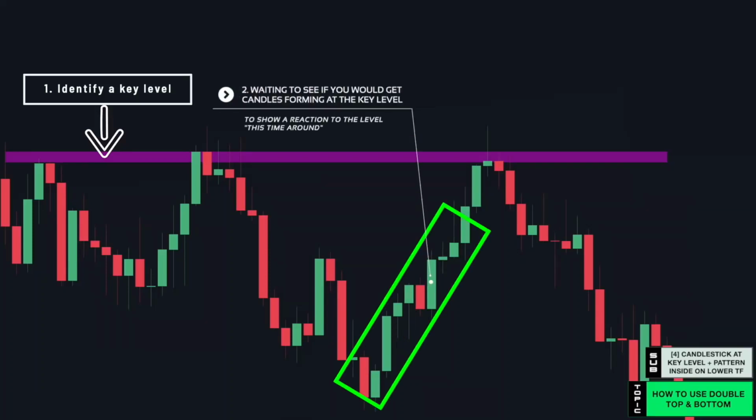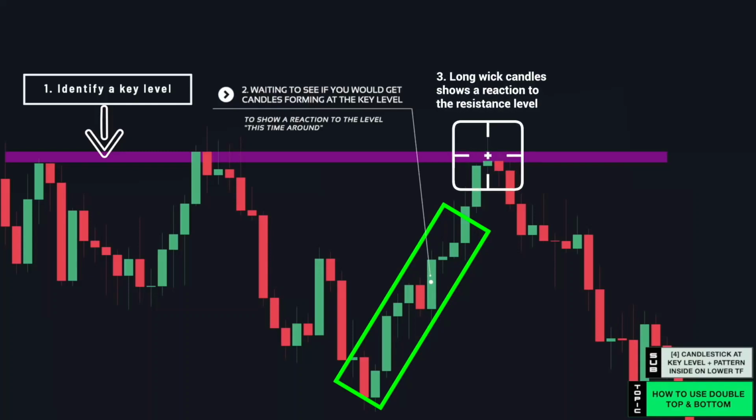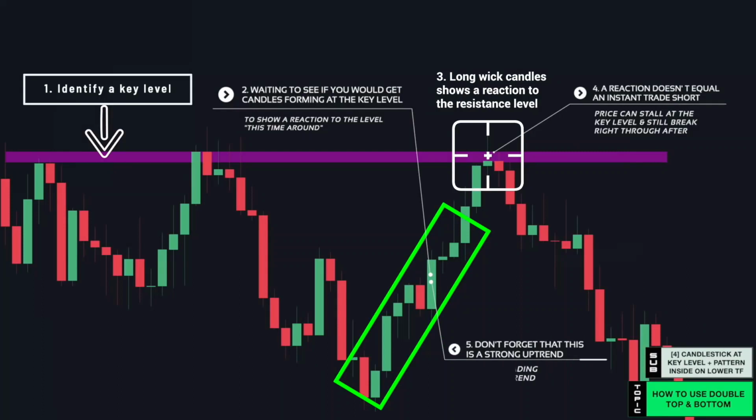candlesticks forming at the level to show a reaction to the level of resistance, which you got through this long wick candle. But a reaction does not equal a trade, as price can stall at this key level, form the candle, and still break right through. Don't forget that this is a very strong uptrend.